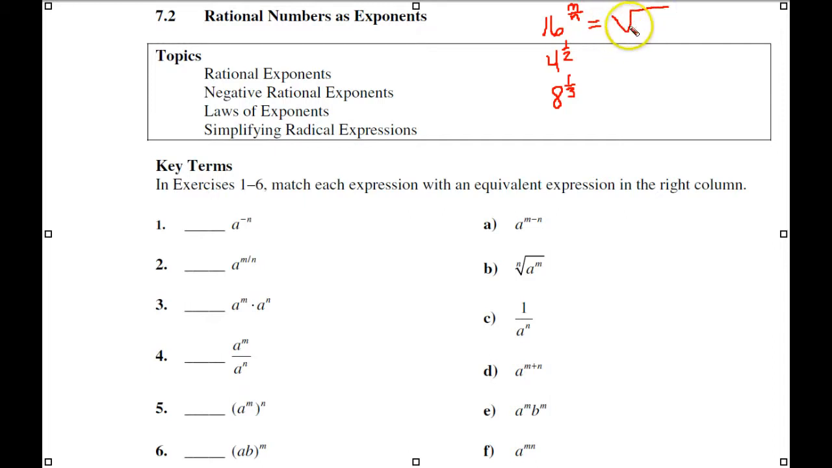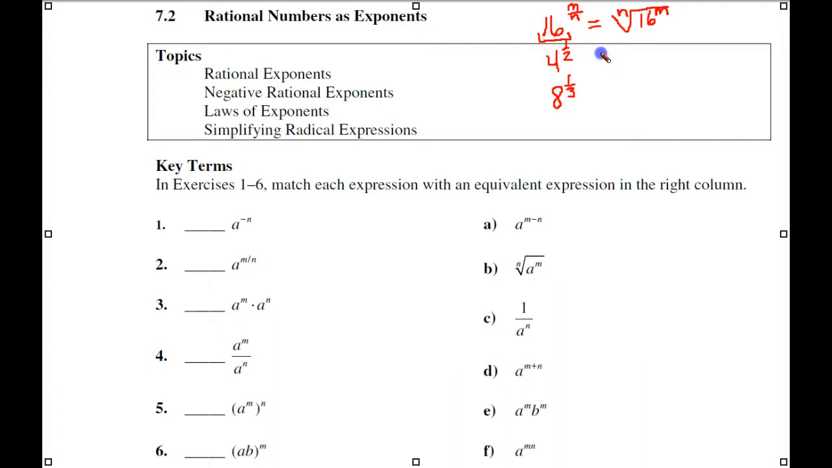Now there's the radical sign. I'm going to take the base. The base becomes my radicand. The m becomes the exponent, and the n, which is the denominator of that fractional exponent, becomes our index number.